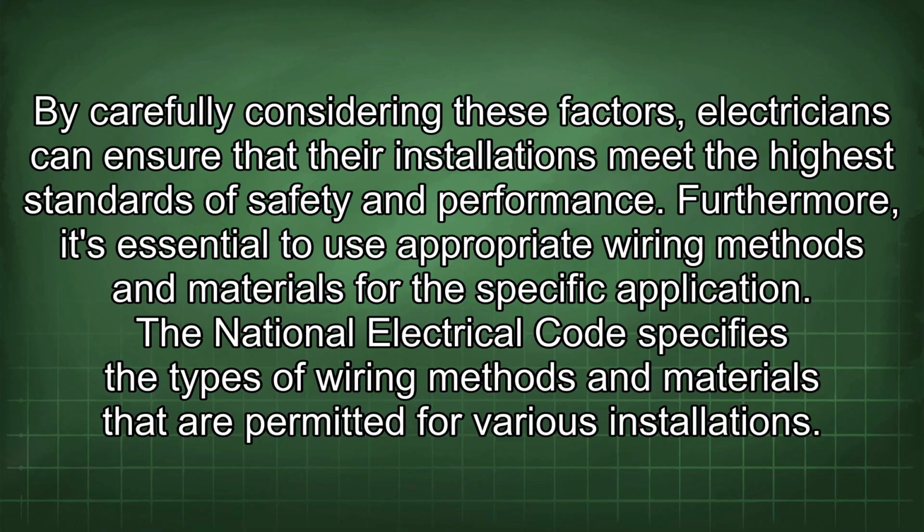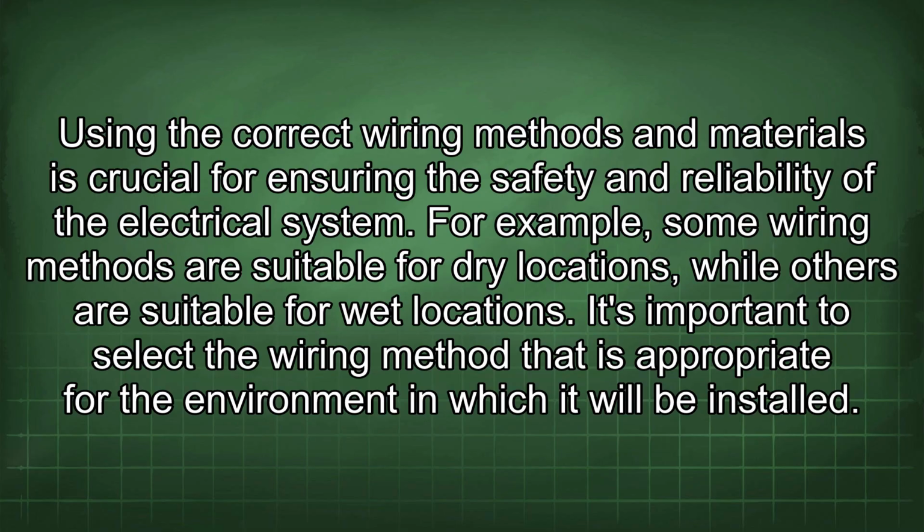Furthermore, it's essential to use appropriate wiring methods and materials for the specific application. The National Electrical Code specifies the types of wiring methods and materials that are permitted for various installations. Using the correct wiring methods and materials is crucial for ensuring the safety and reliability of the electrical system. For example, some wiring methods are suitable for dry locations, while others are suitable for wet locations. It's important to select the wiring method that is appropriate for the environment in which it will be installed.